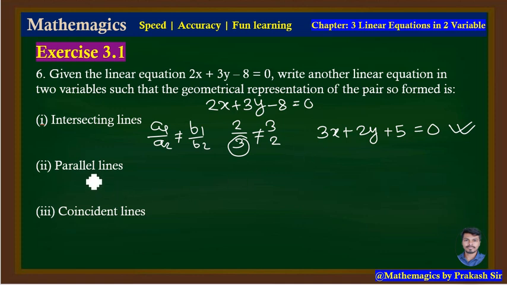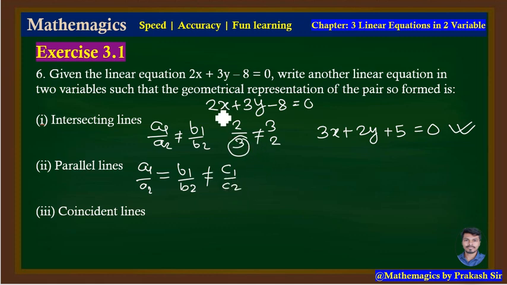Now the second one is parallel lines. So dear friends, it becomes parallel when a1 by a2 is equal to b1 by b2 but not equal to c1 by c2. It means the first two ratios will be equal, but the third will not be equal to the first and second.